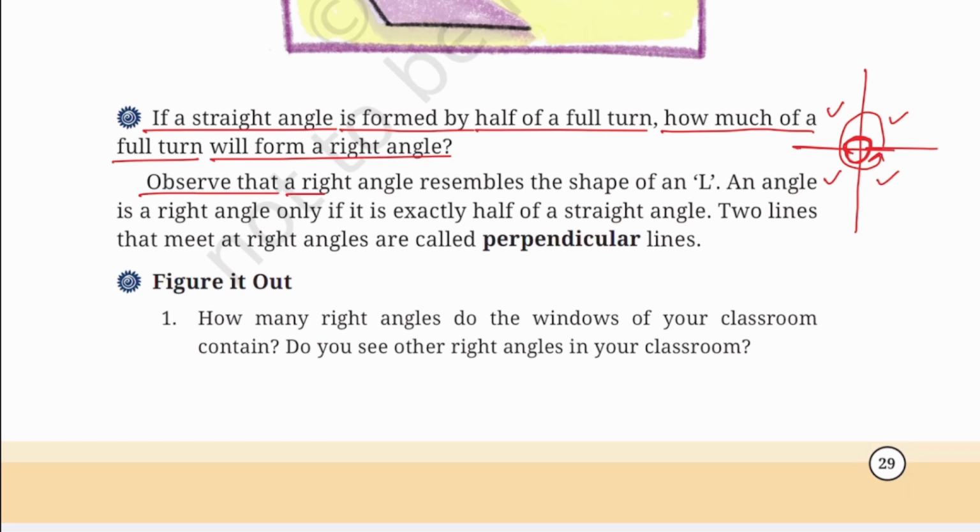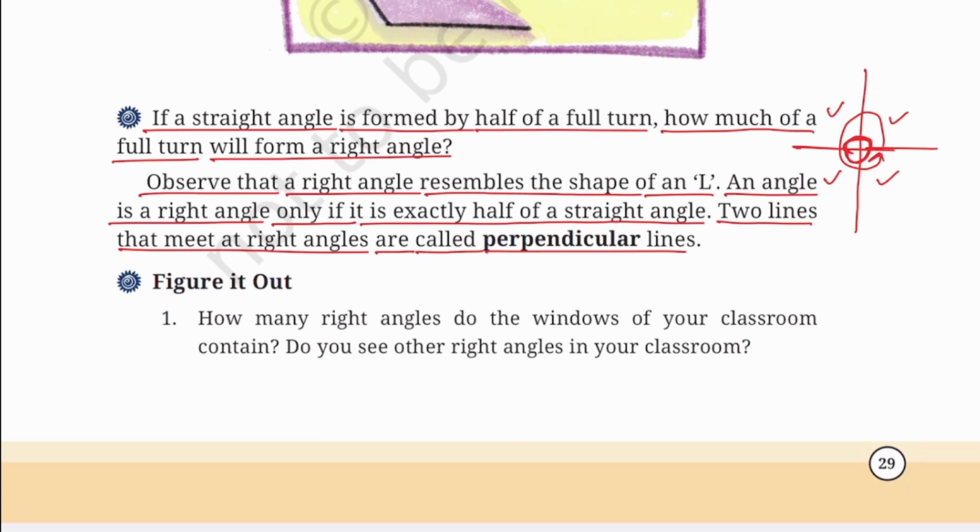Observe that a right angle resembles the shape of an L. An angle is a right angle only if it is exactly half of a straight angle. Two lines that meet at right angles are called perpendicular lines. For example, these two. They are called perpendicular lines because they are making a right angle with each other.